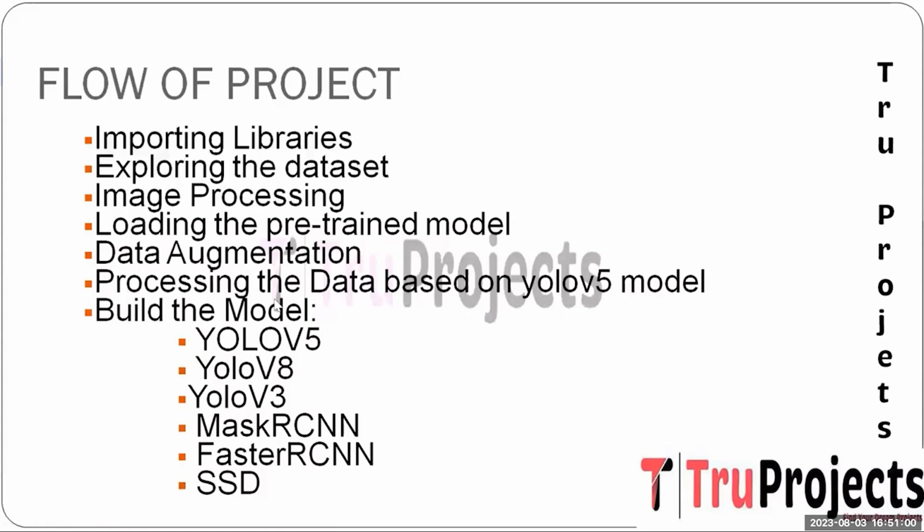The next step is processing the data based on the YOLO v5 model. The dataset is processed according to the YOLO v5 model's requirements, ensuring compatibility and optimal performance during training and inference. The next step is building the model. Various machine learning and deep learning models are built, and the first one is YOLO v5. Its short form is You Only Look Once version 5. It's a state-of-the-art object detection architecture known for its speed and accuracy.